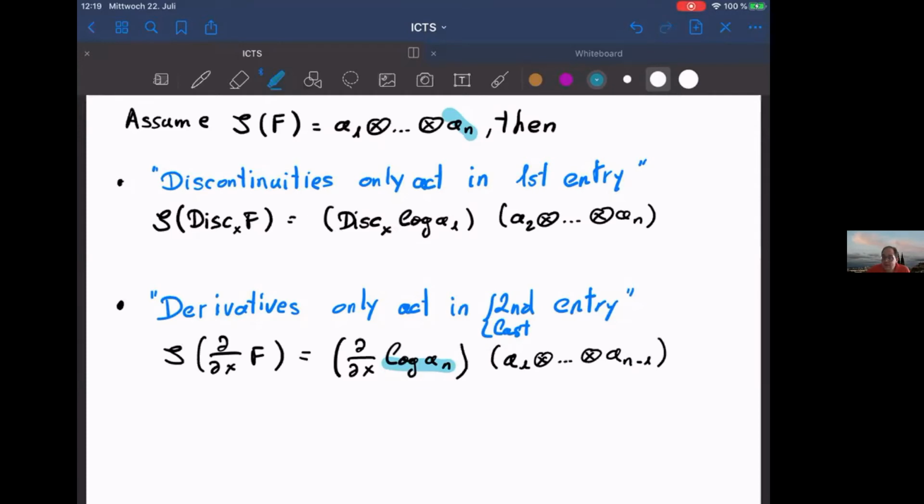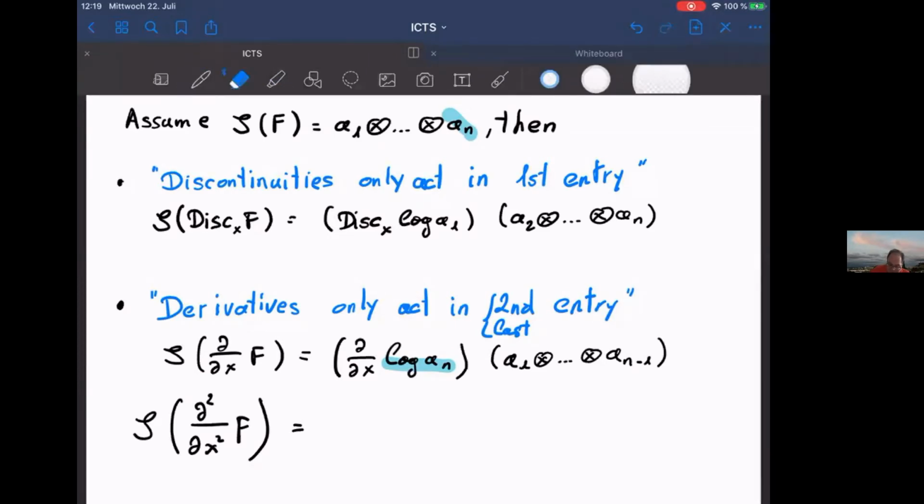So someone asked, the derivatives only act in the second entry. Can this be generalized to higher order derivatives? Yes and no. So imagine you want to compute, for example, higher derivatives. Is this what you're asking? Yeah, okay. So you have to be a bit careful now about what it means, because the second derivative will act on, well, let's maybe take an example. That's maybe easier.